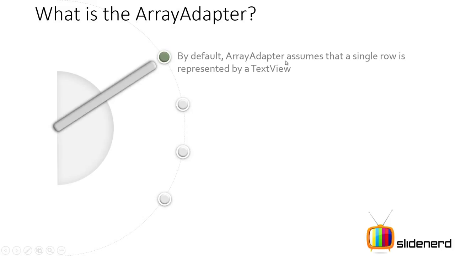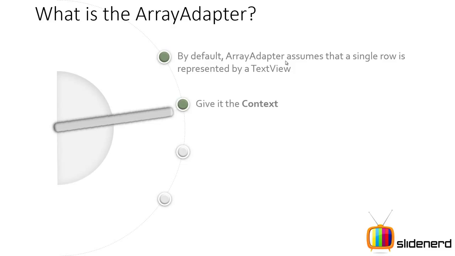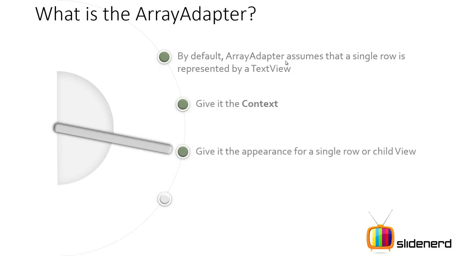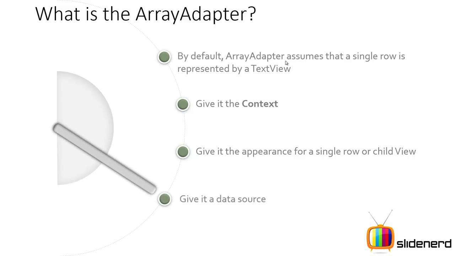The array adapter assumes that a single row is represented by a text view. This is the default behavior, but of course you can customize this by extending it. Give it the context, give it the appearance for a single row or child view, and give it a data source. These are the only three things that you need to give to an array adapter. The context, as you guys remember, is the object that has the reference to all the resources in your app. Appearance for a single row.